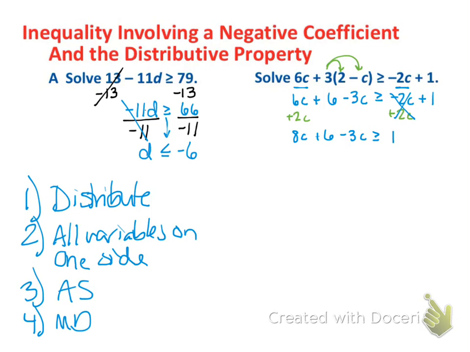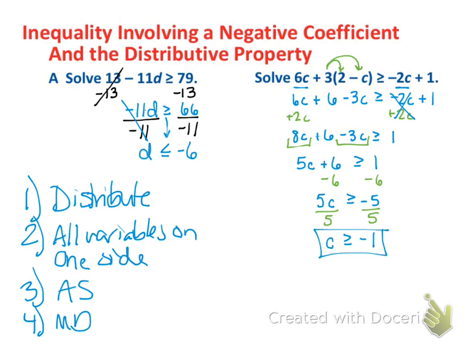Alright, so we've got all the c's on the same side. We do actually need to combine them now. So we've got 8c minus 3c. That'll give us 5c plus 6 is greater than or equal to 1. And now we do our addition or subtraction, which gives us 5c is greater than or equal to negative 5. We do our multiplication or division. In this case, we're dividing by a positive, so we do not need to flip the sign, and we have our final answer. C is greater than or equal to negative 1.